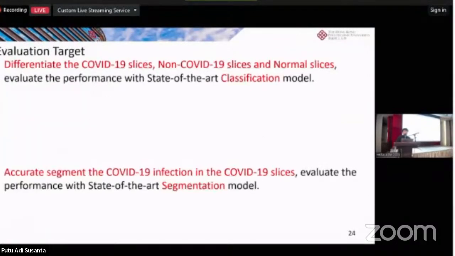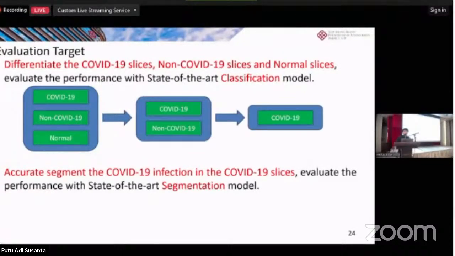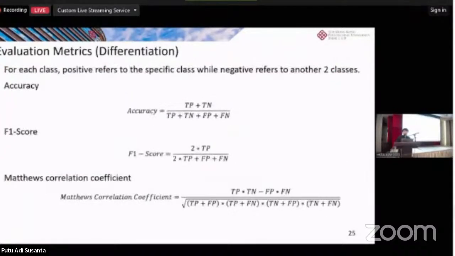And next, the evaluation target of the experiments includes two things. The first is the differentiation of the COVID-19, non-COVID-19, and normal images. In this part, considering the common sense of how to differentiate the COVID-19, we will use this pipeline as the step of how to differentiate the images. And the next part is the segmentation of the COVID-19 infections in the COVID-19 slides. And we will use the metrics used in medical segmentation to evaluate the performance. And there are some evaluation metrics in the differentiation, including the accuracy, the F1 score, and the Matthews correlation coefficient.